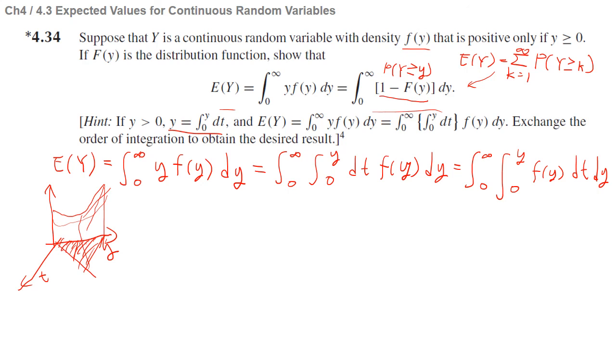Okay, and here, if we want to change these two, dt and dy, let's see. So here's t and y. So y is from 0 to infinity, and t is from 0 to y. So this is this one. And if we change the integration to dy dt, then t is again from 0 to infinity, and y is from t to infinity, and the inside is f(y).